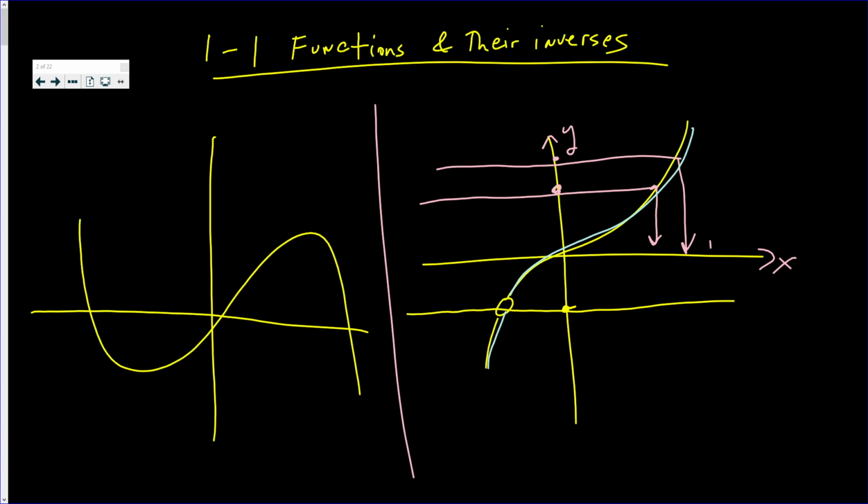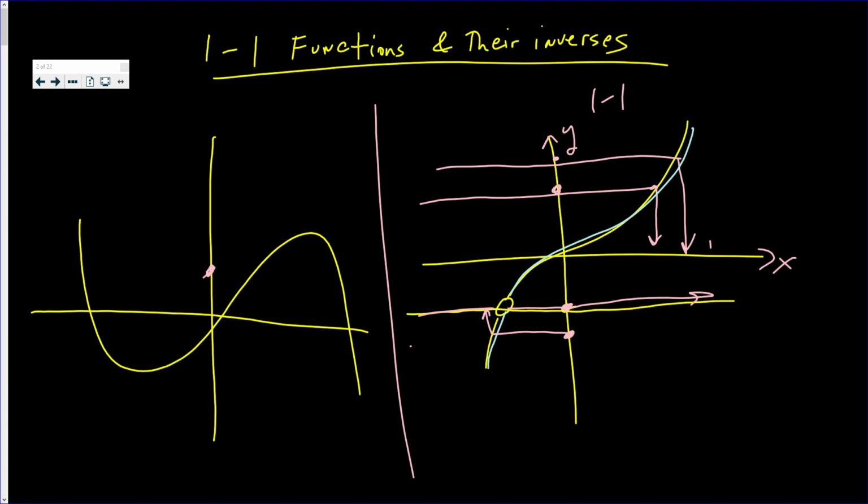Once again, for this horizontal line, for this y value, it corresponds to that one x. For this y value, it doesn't hit the graph. It corresponds to no x's, which is okay. This graph is one-to-one. You can't get more than one x value.